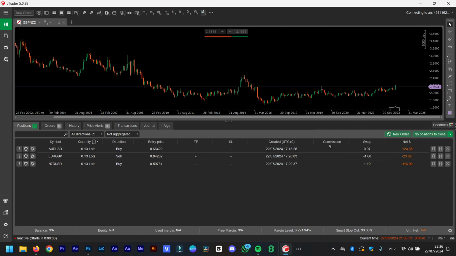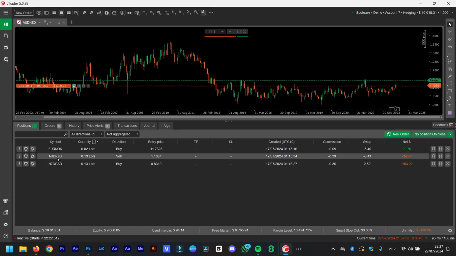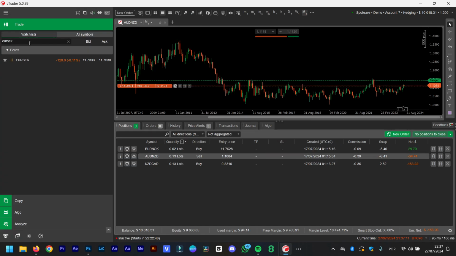Account number 7. Same thing, commission. The swapping here is a little expensive: 5.4, 5.4, 6.4 negative, AUD/NZD, and Euro NOK. Let's check them out. So AUD/NZD, let's see the swapping.